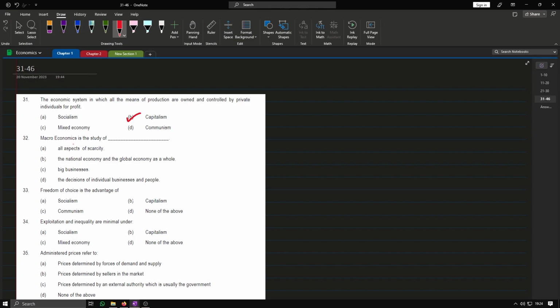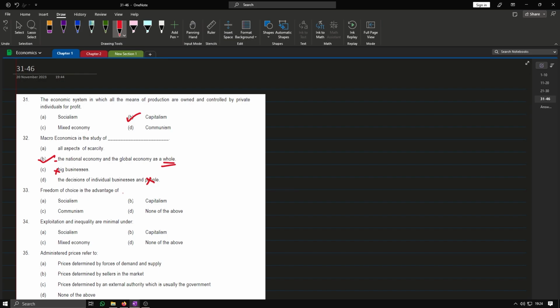32. Macroeconomics is the study of dash. A. All aspects of scarcity, the national economy and the global economy as a whole. Yes, this might be the option. C. Big businesses. No, it's not merely big businesses. So this is not the option. The decisions of individual business and people. No, studying individual businesses and people is microeconomics. So this is not the option either. So it is option B. The national economy and the global economy as a whole.